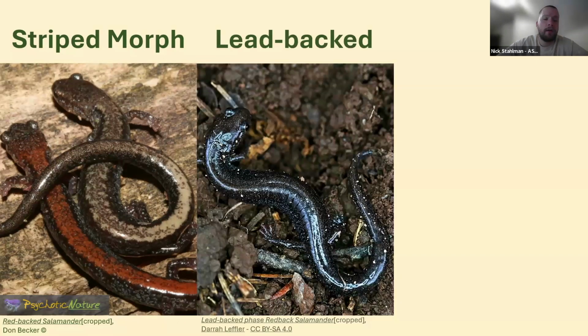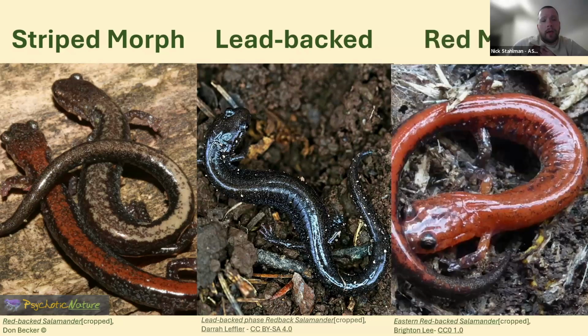Then you might have the lead-backed phase where it's just dark all around. So this one missed the paintbrush. And a lot of times there's a little bit of flecking, like bronze. So maybe the paintbrush was taken and kind of done like that to add a little bit of bronze flecking. And then finally, there's a very rare red morph that will have the color go all the way on the side too. This is very, very rare.